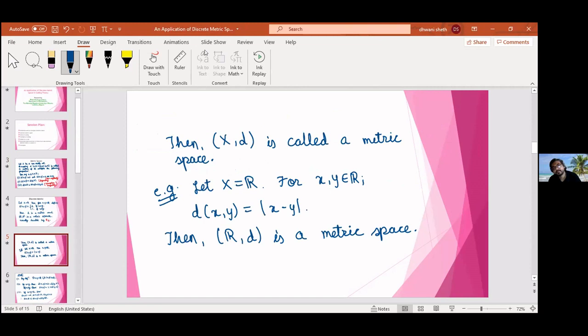So discrete metric space means you are using only the discrete metric, and how it is applied is that you are using the discrete metric because you're transmitting the message in terms of zeros and ones. Yes. Okay, thank you.